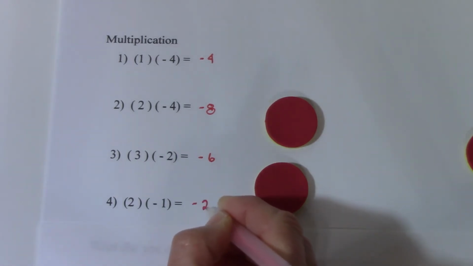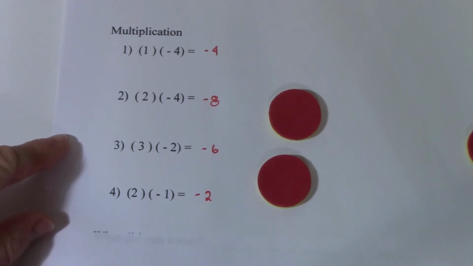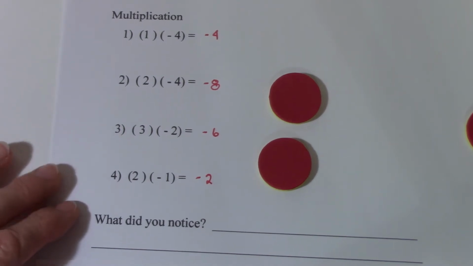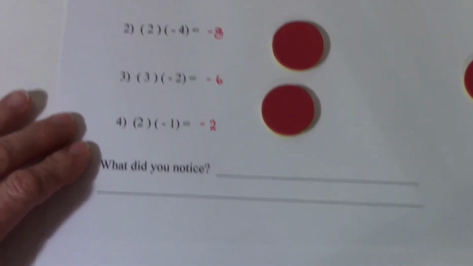So when I'm looking at this, what do I notice? What people should be able to notice is when you have groups of a negative number, you have a negative answer because it's what is in your groups. So you have a positive number of groups of negative numbers is going to give you a negative answer.